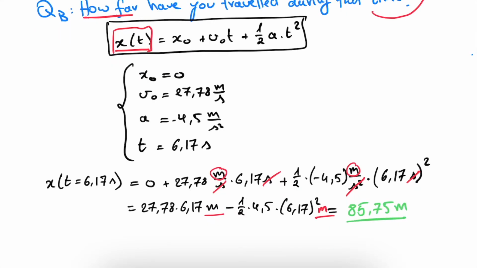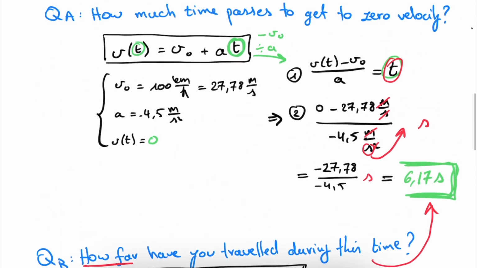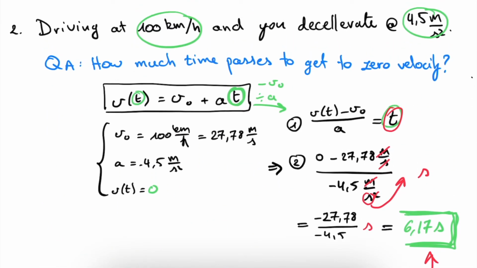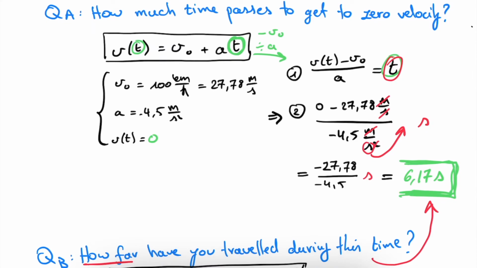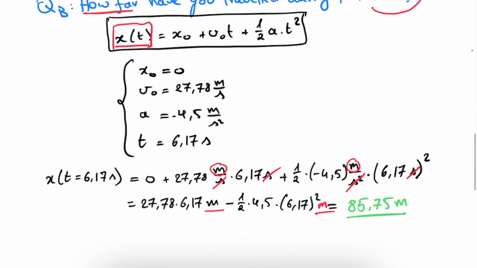What we did in this exercise, as a recap, is that we calculated that when we are driving 100 kilometers an hour and we hit the brake all of a sudden, which gives us a deceleration of 4.5 meters per second squared, it will take us around 6.1 seconds until we come to a full halt. And during this time, we will have traveled 85 meters.